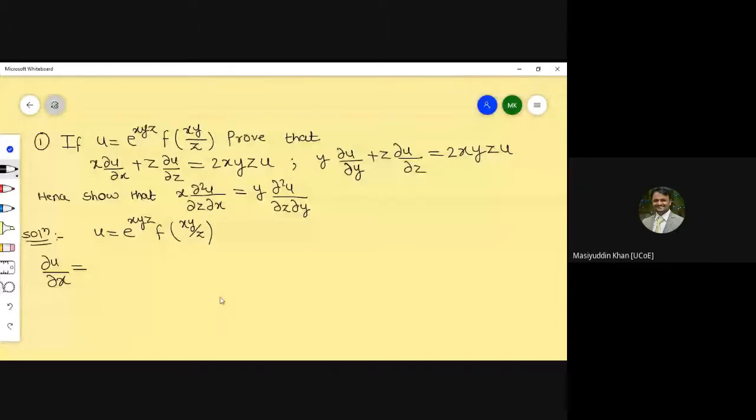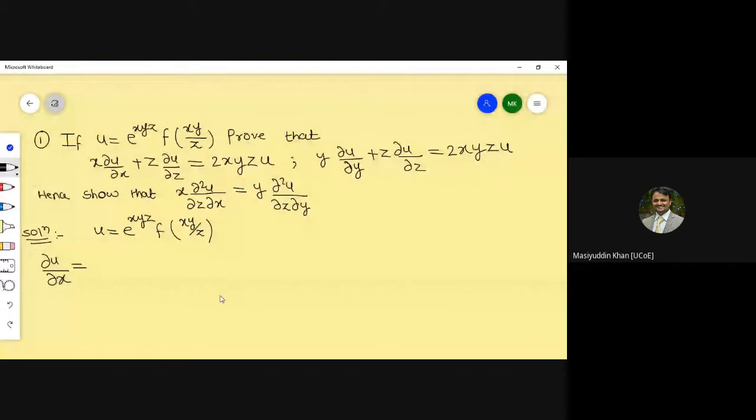Okay, so we have to differentiate this function with respect to x. So f of x y by z as it is, second as it is, into derivative of first I'm taking. So e raised to x y z as it is into derivative of this part with respect to x. So you will get y into z plus, now the first function as it is, e raised to.